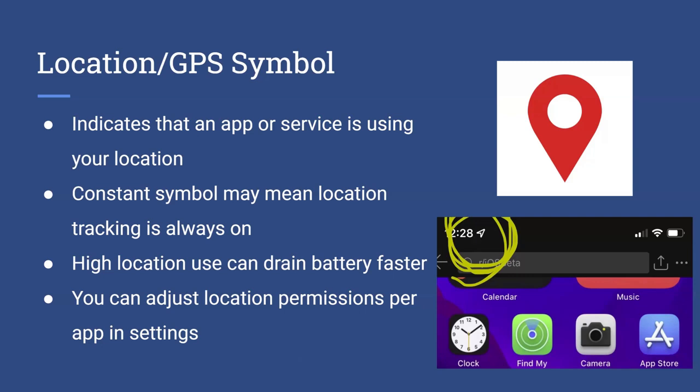Now, there's different types of location tracking. There's something called, I think, precise location. That's when it actually knows where you are to, I think, a few feet. It's really precise. There's also something called approximate location. Just the city or area that you live in, just the neighborhood maybe. Whatever location type is being used, you're going to see this icon pop up.